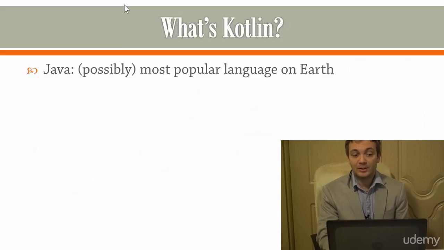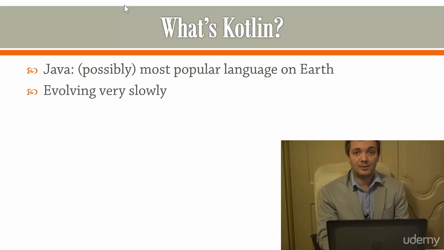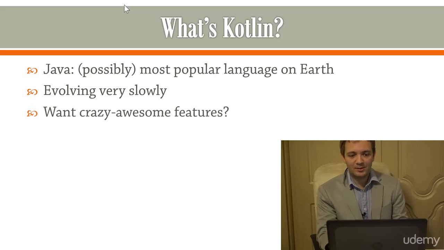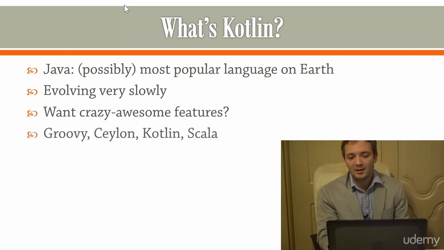All right, so what is Kotlin exactly? Well, as you know, Java is probably the most popular general-purpose programming language out there. Unfortunately, it's evolving very slowly. And when Java developers look at languages such as C#, which have a lot more features, it's understandable that they might get a bit jealous. So if you want some crazy, awesome features of a modern programming language, then you basically have to switch from Java to something else. And it could be something like Groovy or Ceylon or Scala.